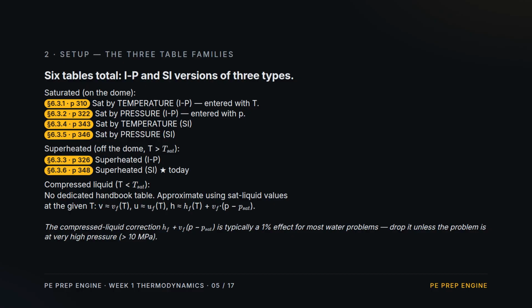6 steam tables total. 2 sat by temperature indexed by T, 2 sat by pressure indexed by P, same data, sorted differently. 2 superheated tables cover everything above saturation, IP or SI, pick one. There's no compressed liquid table. Approximate from saturated liquid values at the given temperature. V roughly VF, U roughly UF, and for H, a small pressure correction. Typically 1%. Drop it unless pressure is very high.